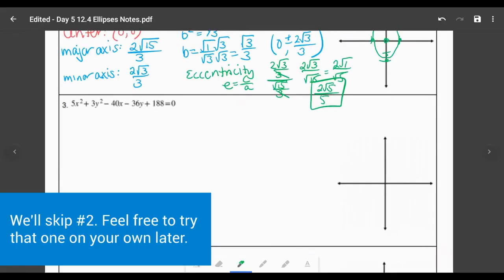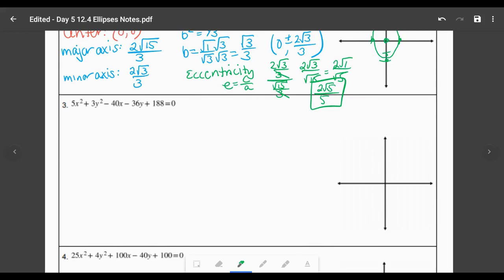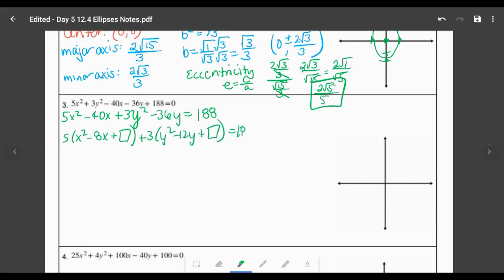All right, number 3. This time for 3 and 4, what we need to do is complete the square. As a reminder from earlier in the chapter, we're going to group together any x's. We're going to group together any y's. And any constants should go to the other side. So we need to factor out a 5 to get x squared minus 8x, and then I'm going to leave a space to add something. We'll come back to what that something is in a minute. And then for the y's, I'm going to take out a 3, and I get y squared minus 12y plus something equals 188.